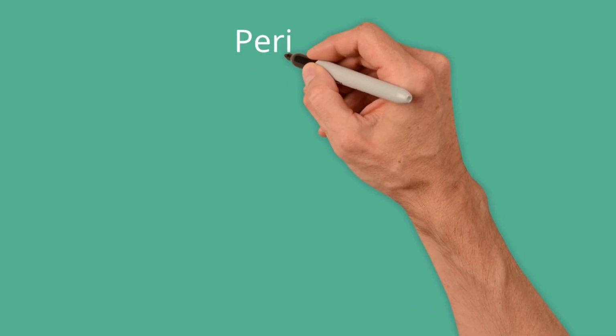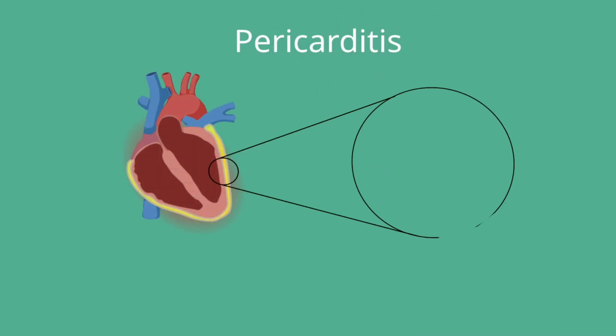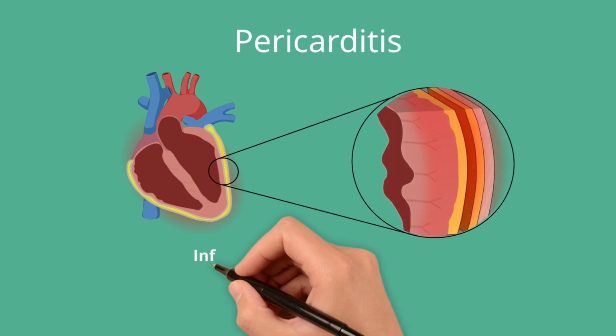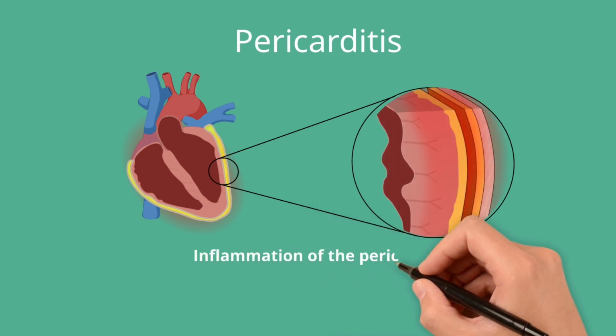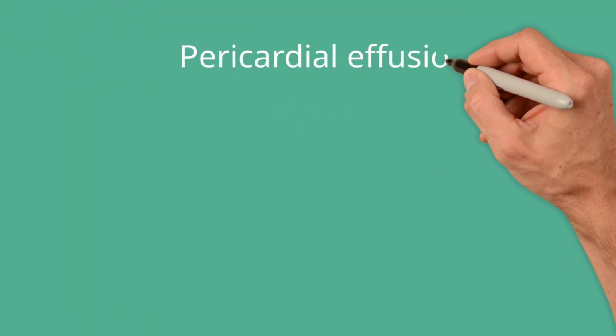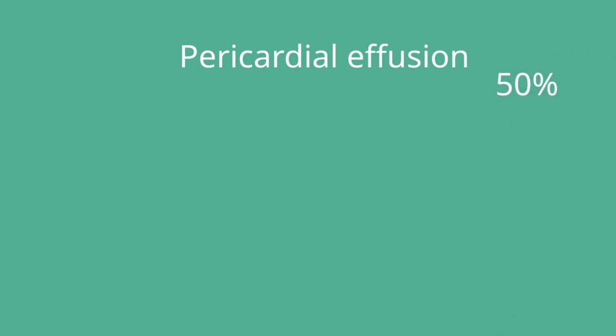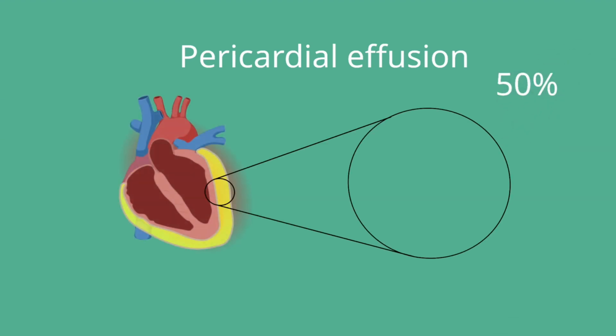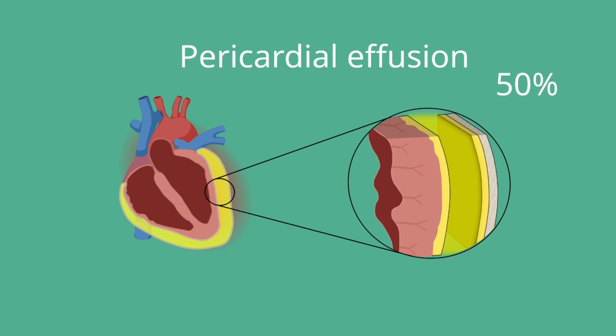Pericarditis describes the inflammation of the pericardium, and it's the most common pericardial disease. There is an inflammatory infiltrate into the pericardium, including inflammatory cells such as neutrophils as well as fibrinous material. Around 50% of cases of acute pericarditis are associated with pericardial effusion, which describes an increase in the amount of fluid in the pericardial space.